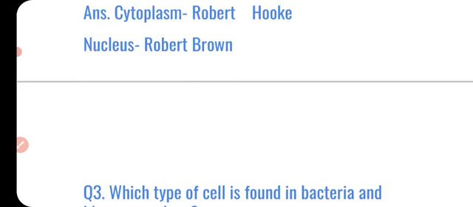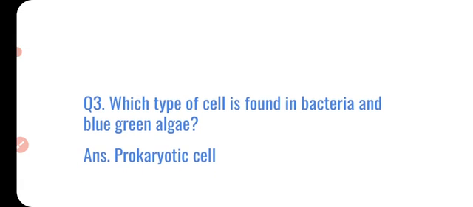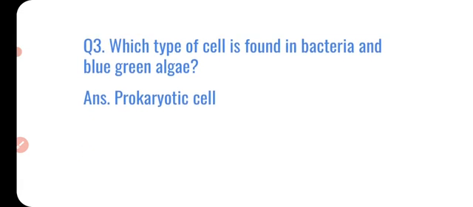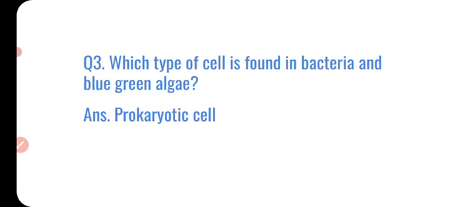Now the next question is, which type of cell is found in bacteria and blue-green algae? Do you know which type of cell it is? You know that cells are basically of two types on the basis of the nucleus, and the bacteria and blue-green algae are very primitive kinds of organisms, and they have very primitive kinds of cells, and these cells are prokaryotic cells.